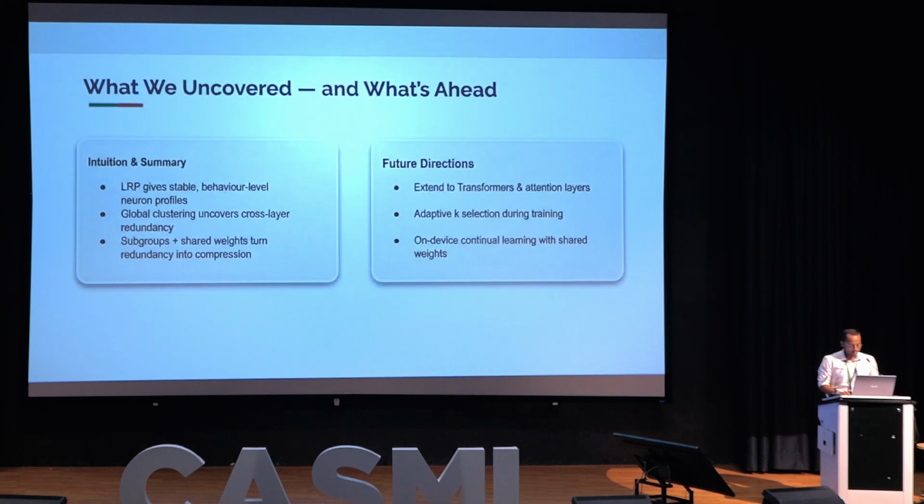So to wrap it up, we have seen LRP guides stable behavior-level neuron profiles, and global clustering helps us reveal cross-layer redundancies. For future directions, I want to extend this to transformers and attention layers. Thank you.